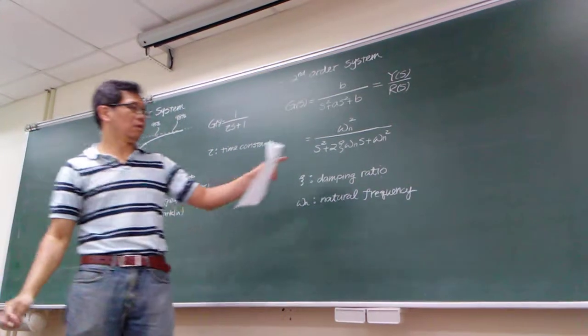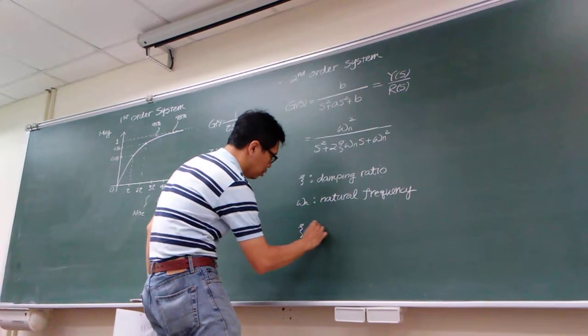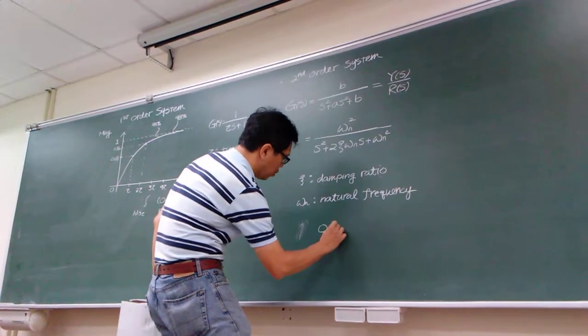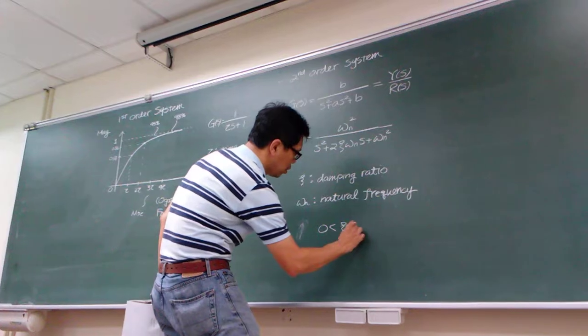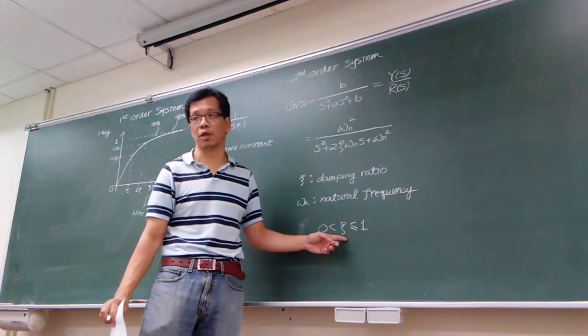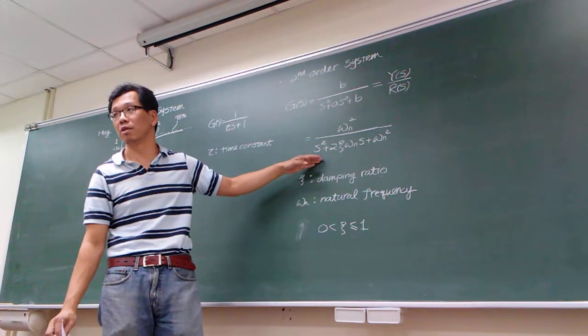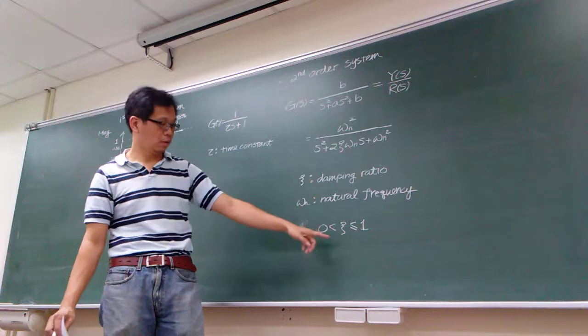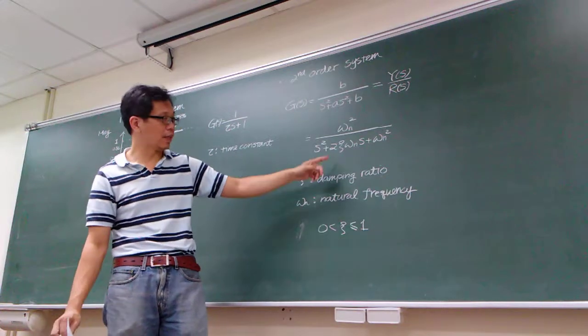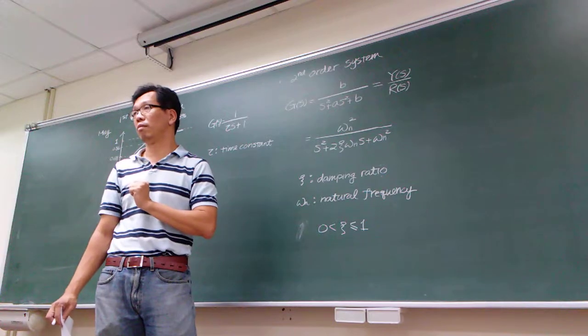Normally we would like to have our damping ratio greater than 0 and smaller than 1. We do this for a reason, because if your damping ratio is greater than 1 and you are using the solving procedure to solve this second order system, you're going to find out that this is actually a combination of two first order systems. Okay?